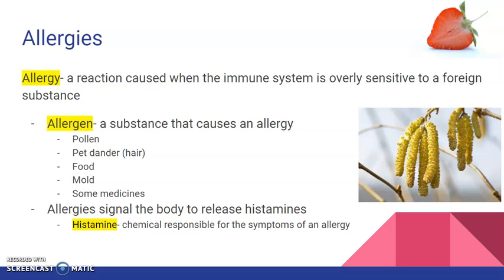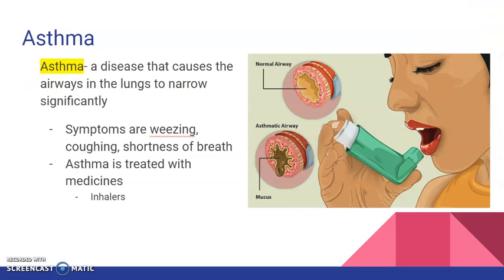And what allergens do is they signal the body cells to release histamines. And histamines are the chemical responsible for the symptoms of an allergy. So they're the reason that you get the rash or your throat's scratchy and so on.